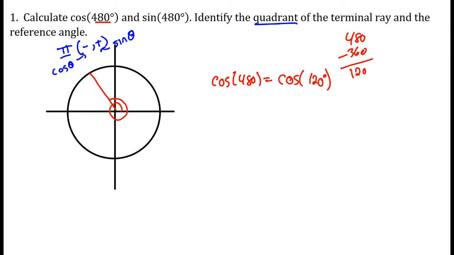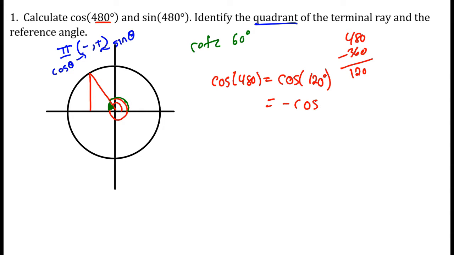What's my reference angle? Well, remember, we always drop our perpendicular back down to the x-axis. So we say, what's the angle of that triangle? Well, I spun around 120. I need to keep going another 60 to get to the 180. So my reference angle is 60 degrees, so cosine is negative.